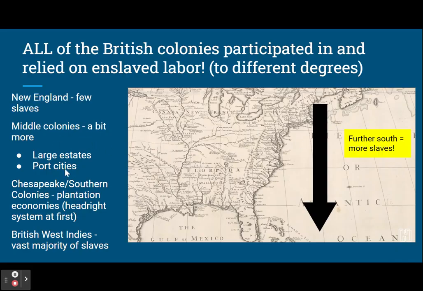In the middle colonies, there were a few more enslaved peoples on large estates, and some working in port cities, in trades especially, or as sailors or dock workers. In the Chesapeake and the southern colonies, of course, we have these plantation economies developing, as we talked about, after the 17th century. As there is a shift away from indentured servitude, we are going to see the use of enslaved people. And of course, in the British West Indies, pretty much the vast majority of people were enslaved peoples.